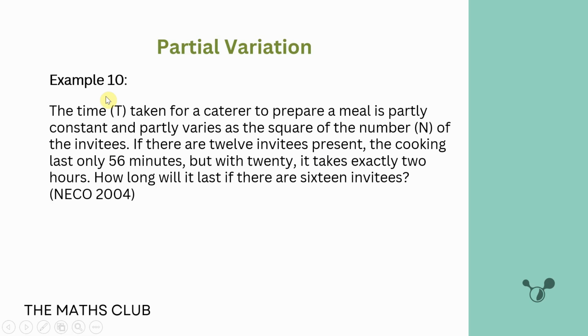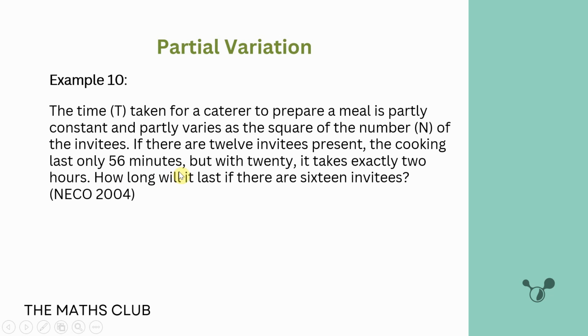This example states that the time t taken for a caterer to prepare a meal is partly constant and partly varies as the square of the number n of the invitees. If there are 12 invitees present, the cooking only lasts 56 minutes, but with 20, it takes exactly 2 hours.